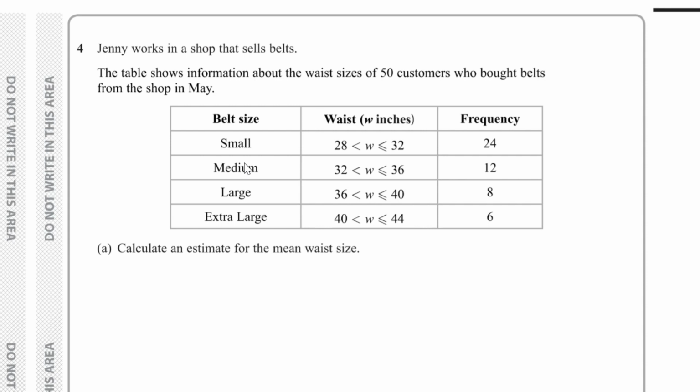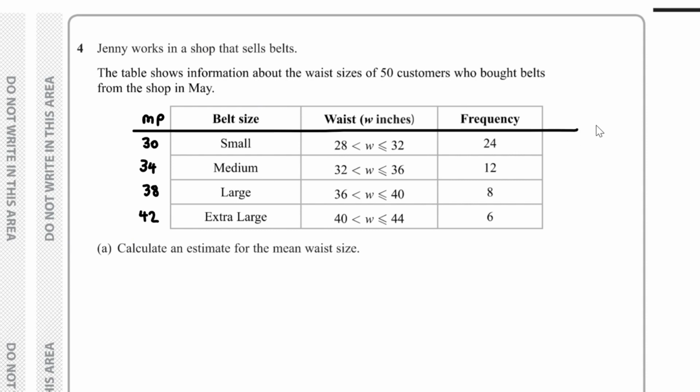Well, before we do anything else, I think it will be a good idea to work out both the midpoints and also the midpoint multiplied by the frequency. So let's just draw a line here. We have the midpoint. So for the midpoint, here we've got a midpoint of 30. Here we've got a midpoint of 34. Here we've got a midpoint of 38. And here we've got a midpoint of 42.